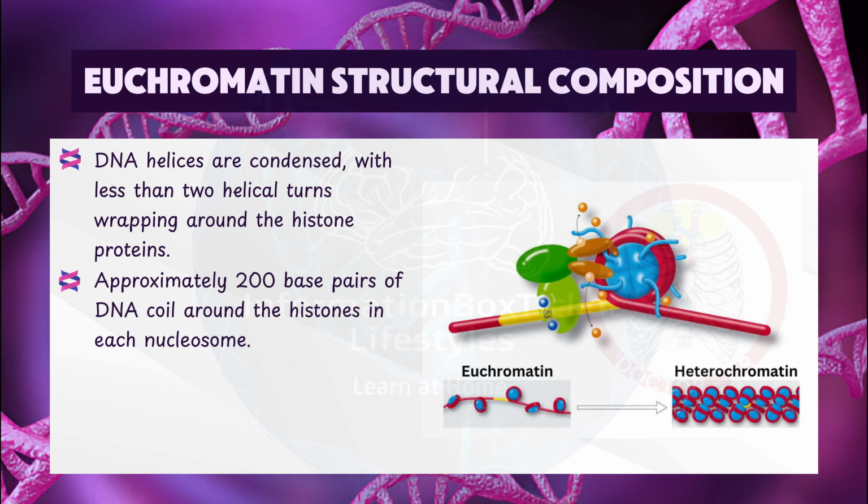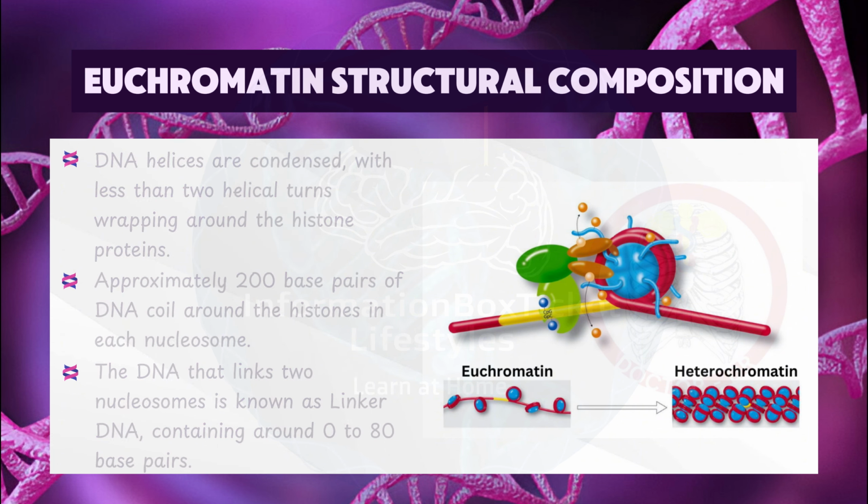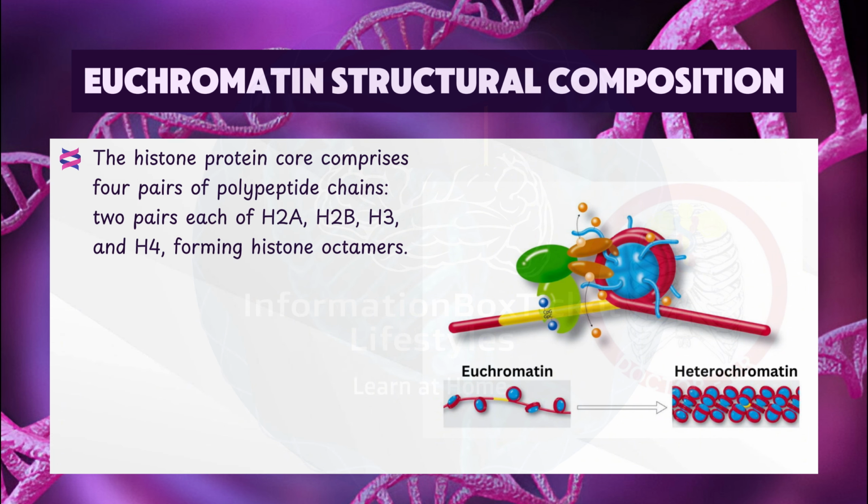Approximately 200 base pairs of DNA coil around the histones in each nucleosome. The DNA that links two nucleosomes is known as linker DNA, containing around 0 to 80 base pairs. The histone protein core comprises 4 pairs of polypeptide chains, 2 pairs each of H2A, H2B, H3, and H4, forming histone octamers.